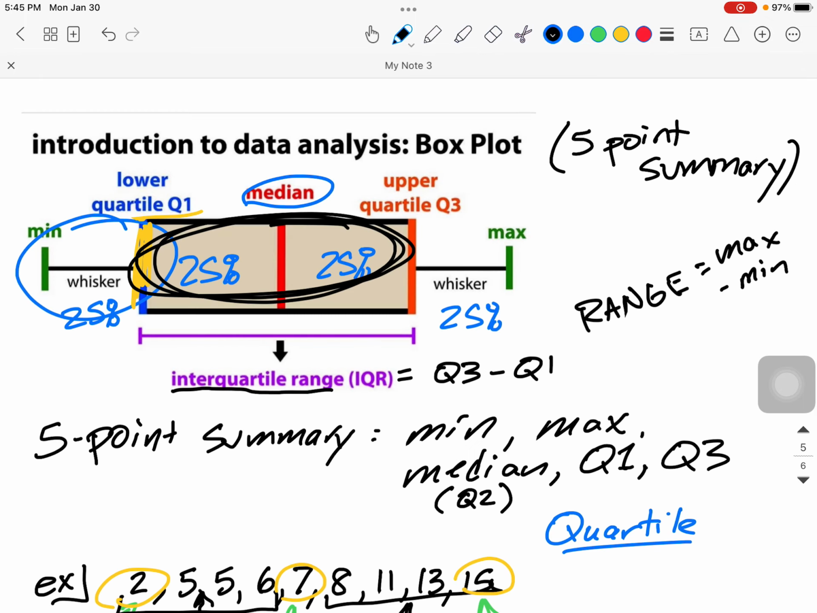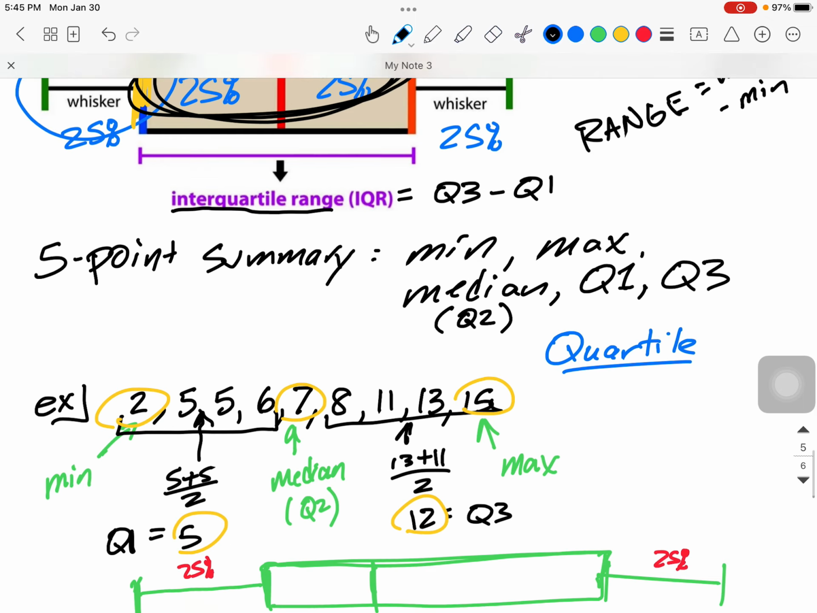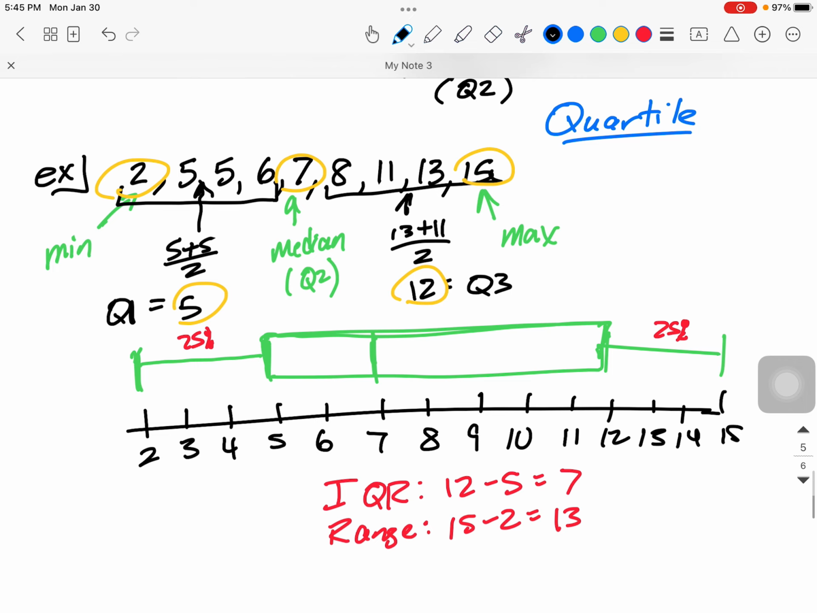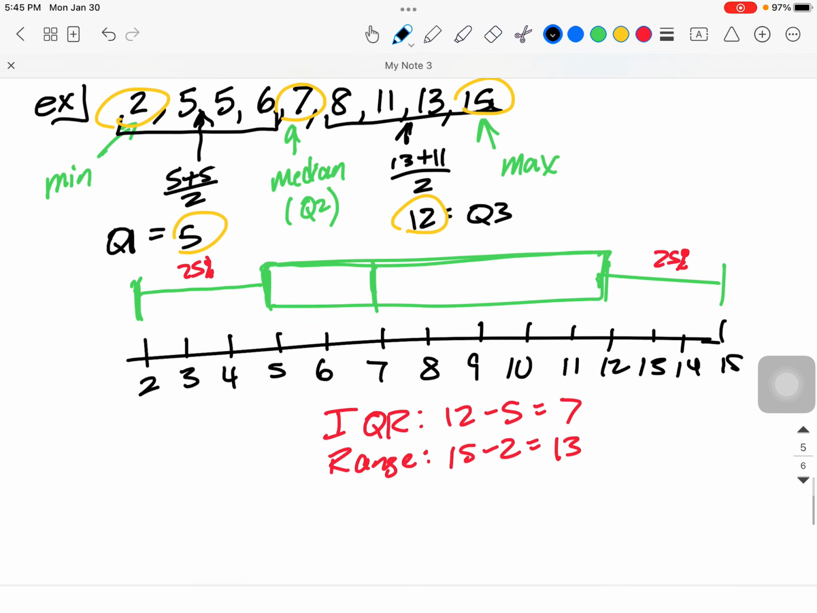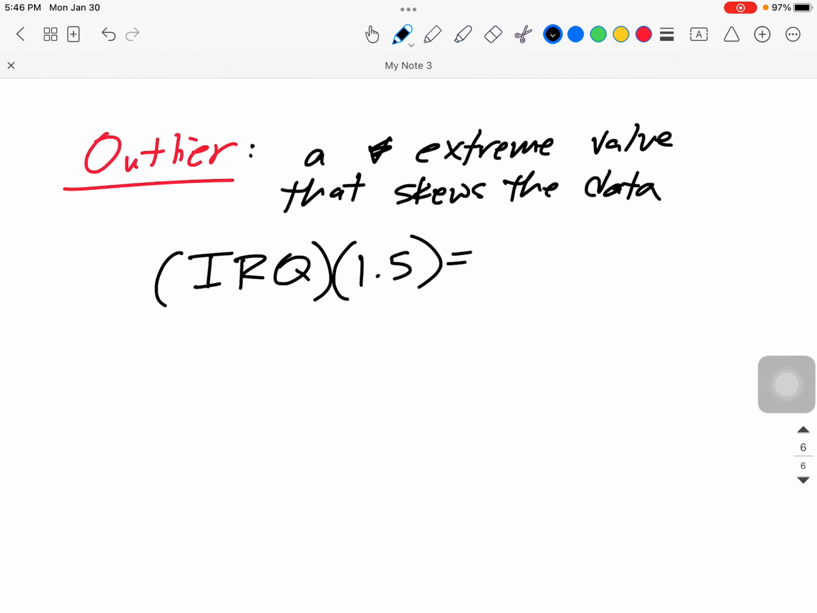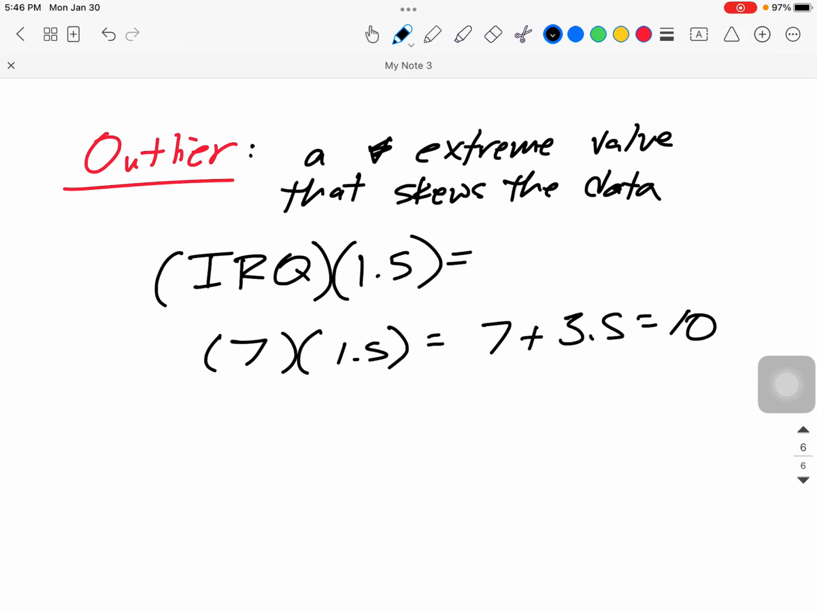And so if I go back to this last example, the IQR was 7. And if we times it by 1.5, 7 times 1 would be 7. A half of 7 would be 3.5. So you get 10.5.